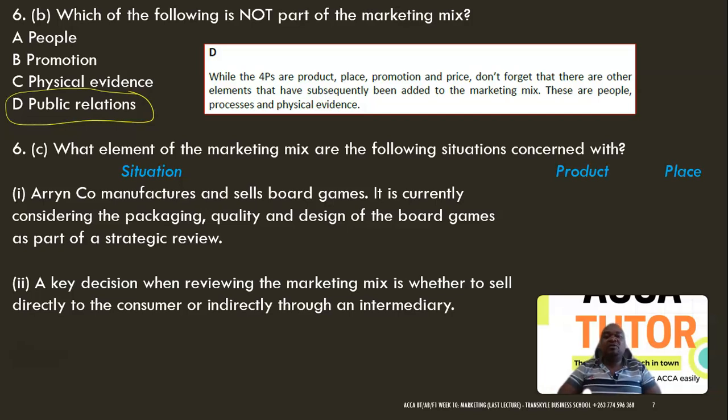All right, so we've got 1, Irene Co manufactures and sells board games. It is currently considering the packaging quality and design of the board games as part of a strategic review. So they are worried about the packaging, the quality, and the design of the board games themselves. So they are actually worried about the product. So the P, product, talks of the packaging itself, the quality, and the design of the board games.